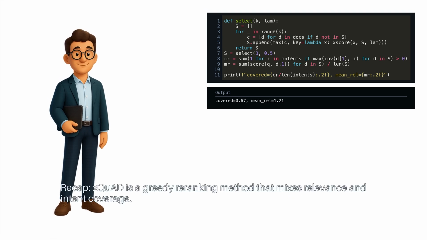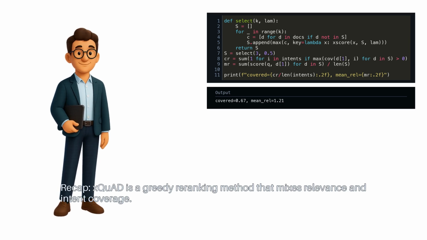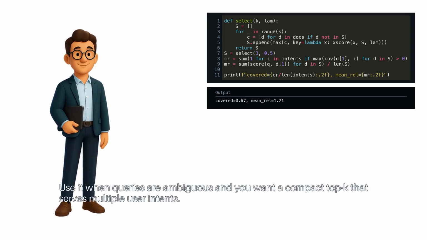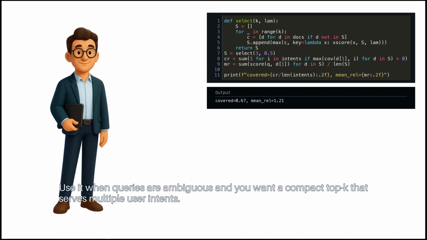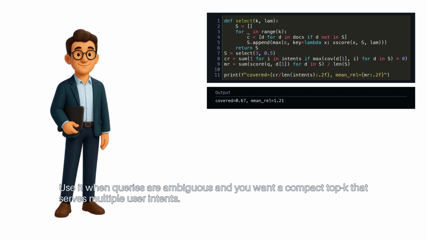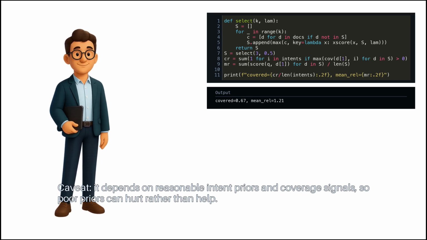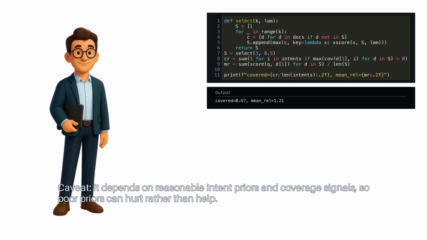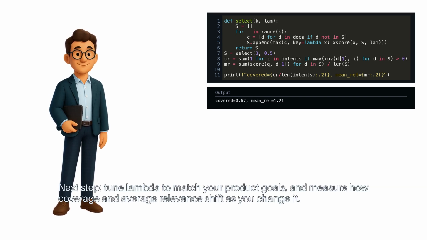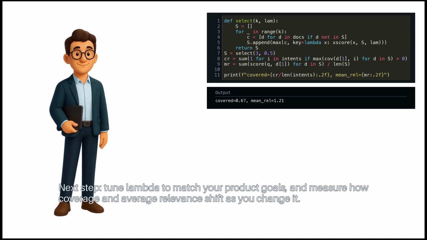Recap. xQuAD is a greedy re-ranking method that mixes relevance and intent coverage. Use it when queries are ambiguous and you want a compact top K that serves multiple user intents. Caveat: it depends on reasonable intent priors and coverage signals, so poor priors can hurt rather than help. Next step: tune lambda to match your product goals and measure how coverage and average relevance shift as you change it.